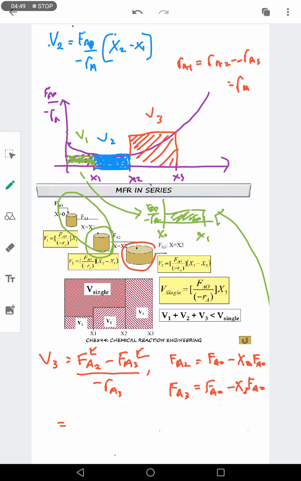So bila you simplify, you akan dapat FA naught over negative RA times X3 minus X2. Okay, so V3 ni dia juga represent this square. Okay, you tengok dia adalah X3 minus X2 darab FA0 over negative RA. Dia adalah representing this square in red.